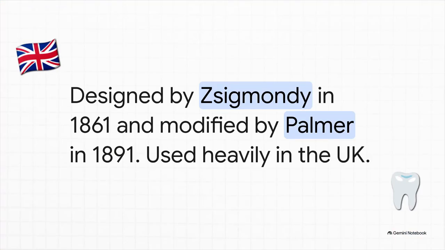It basically maps out the mouth using a visual quadrant grid. It was originally designed way back in 1861 by an Austrian dentist named Zsigmondy, and then tweaked a bit by Palmer in 1891. And honestly, it has serious staying power. You're still going to see this heavily used today by orthodontists, dental students, and practitioners, especially if you're practicing over in the UK.